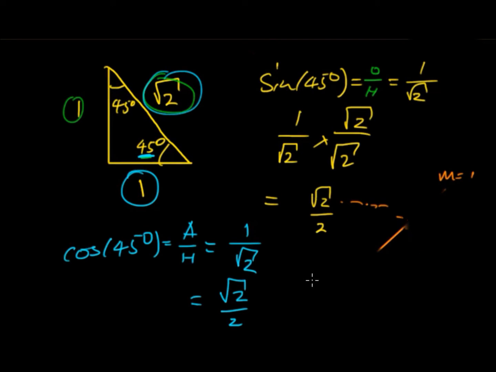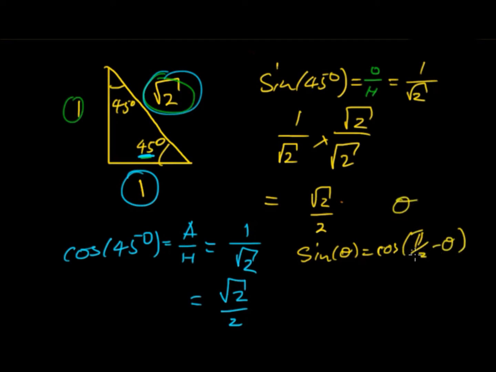This also relates to the formula we just looked at before, where sine theta is equal to cos of pi on 2 minus theta. So that's 90 degrees. So when theta is equal to 45 degrees, you can sub these in, and you see that sine 45 is equal to cos 45.